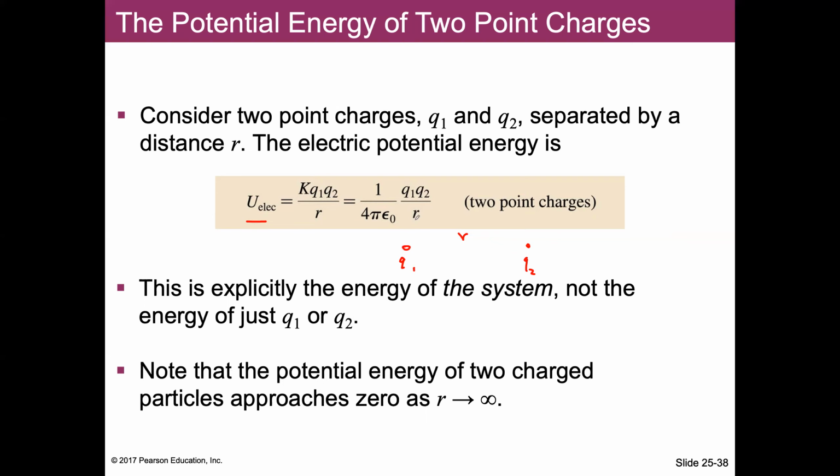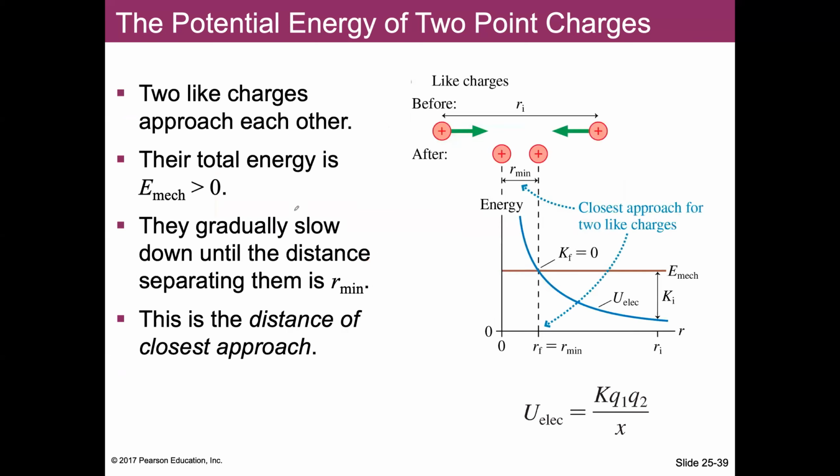And when R is infinity, it becomes 0. So that means when R is infinitely far away, when Q1 and Q2 are very far away from each other, the energy could be considered as 0. And again, when R decreases, or when the distance between Q1 and Q2 is small, the energy becomes higher.